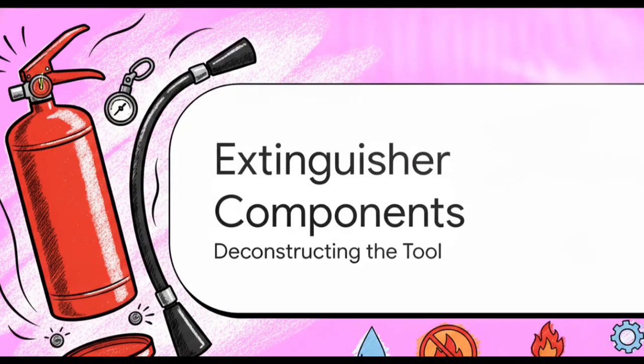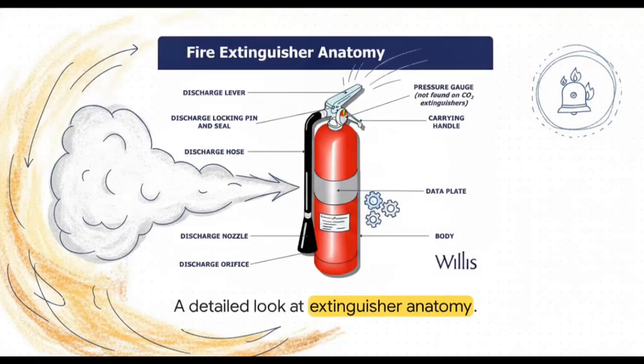Section 3. Extinguisher components. Time to physically deconstruct the tool itself. When you walk past one of these in the hallway, it's so easy to just see a red can. But it's actually a highly engineered, pressurized vessel built for an exact, singular purpose.